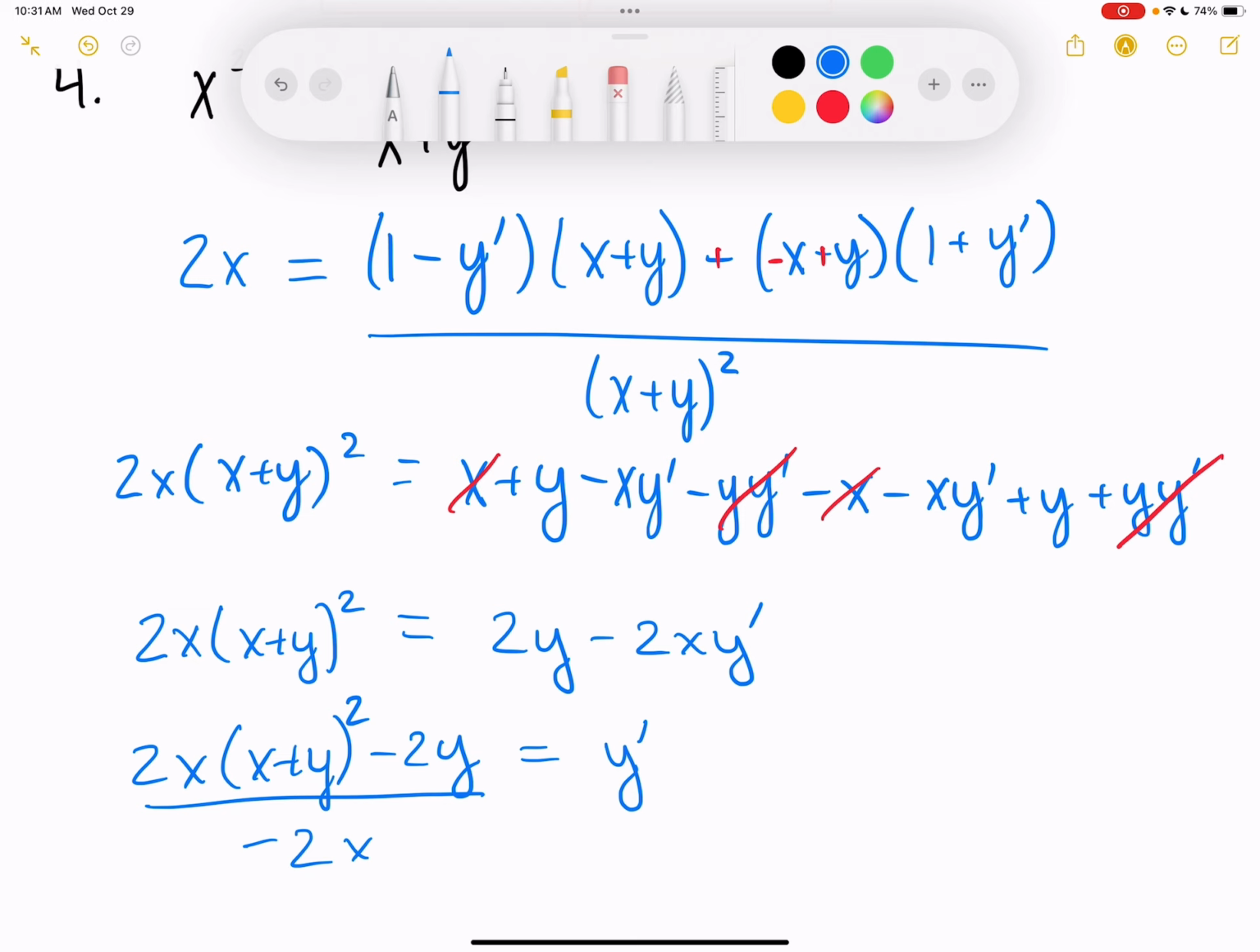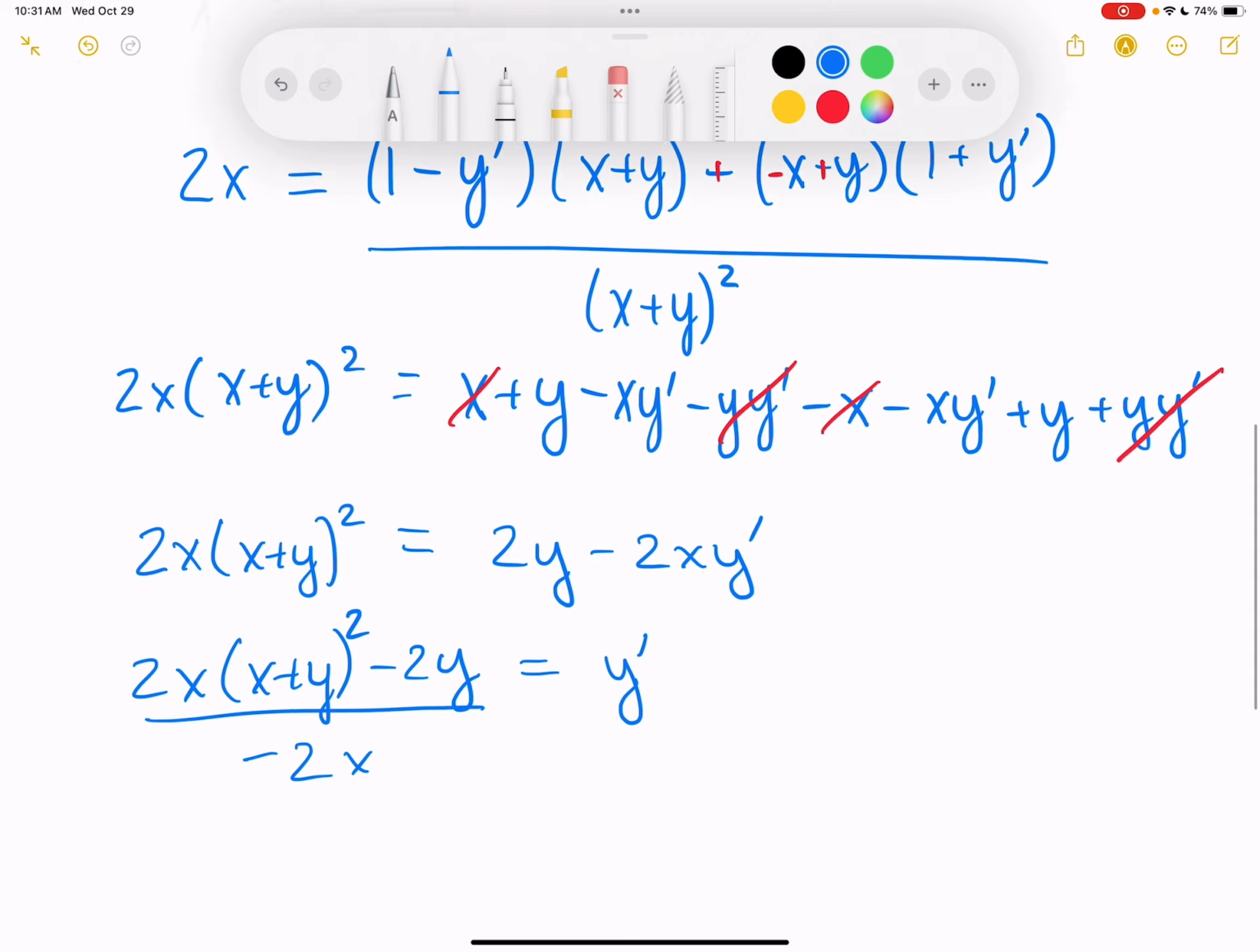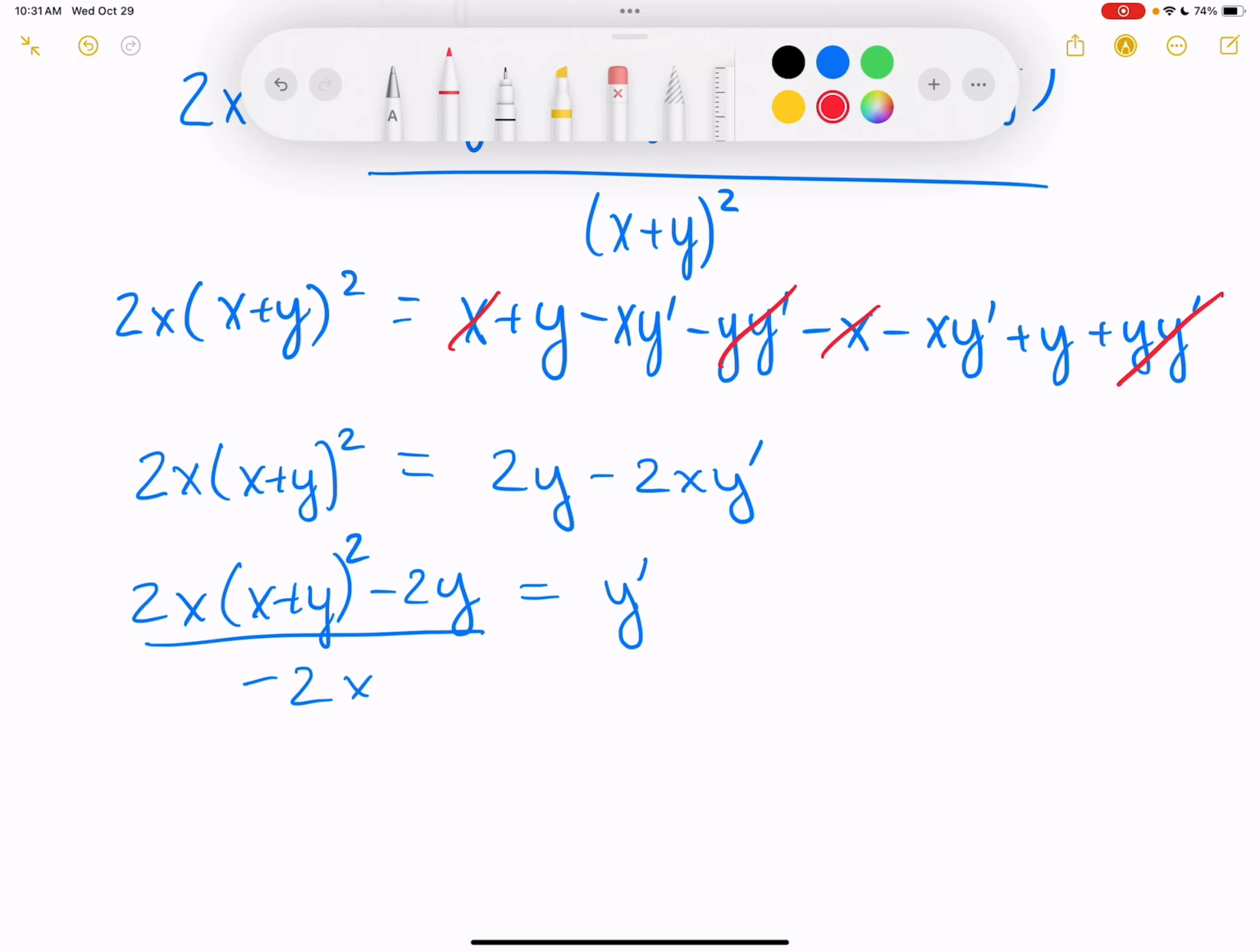So then I can take a 2 out of everything. Since there's a 2 here, here, and here, I can do that. And so ultimately, y prime is equal to x times x plus y squared minus y over negative x.